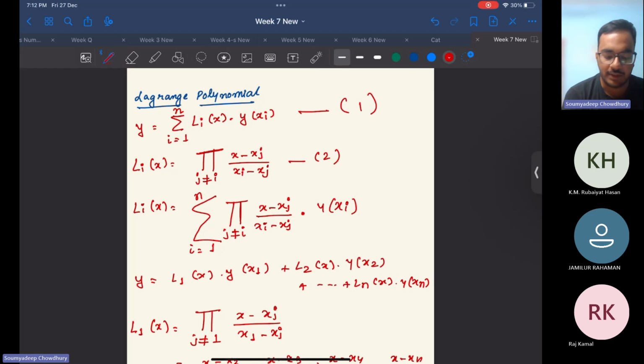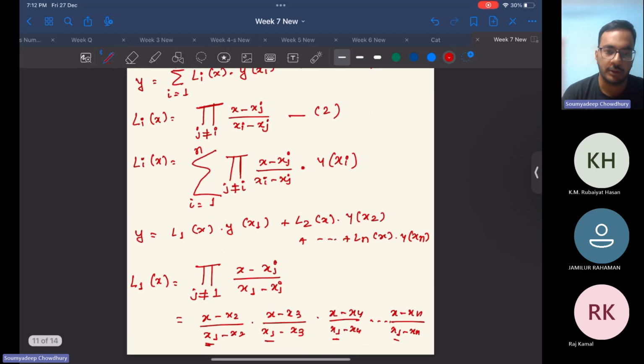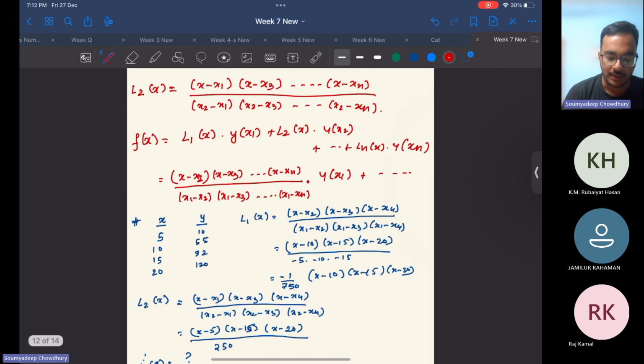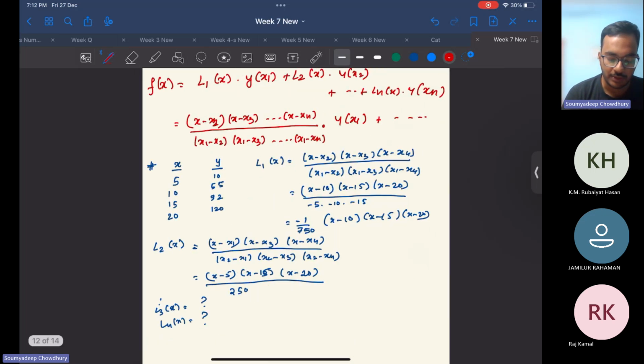So here you have the Lagrange multipliers, the formulas for that. You can just go through it, and if you have any confusions, we can talk in the next class. I had already discussed in the last class that I solved a problem using this Lagrange approach also.